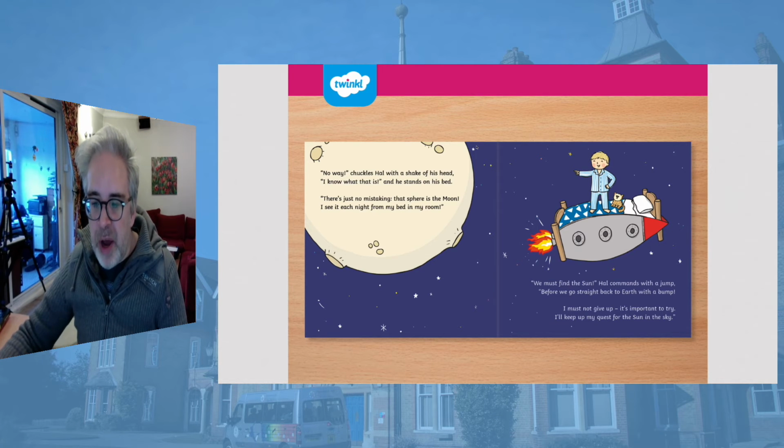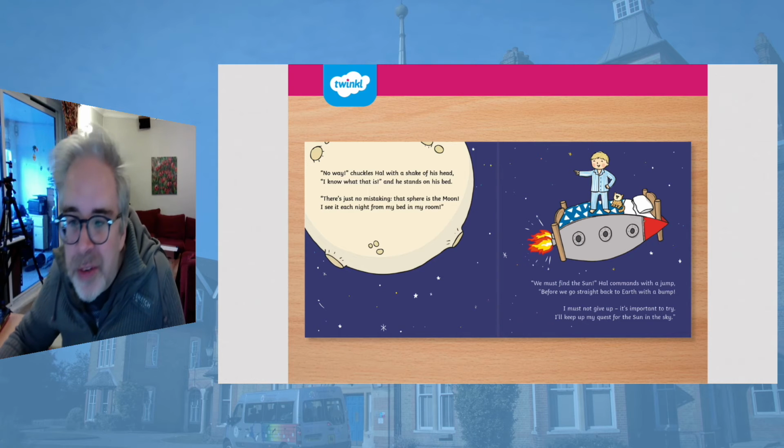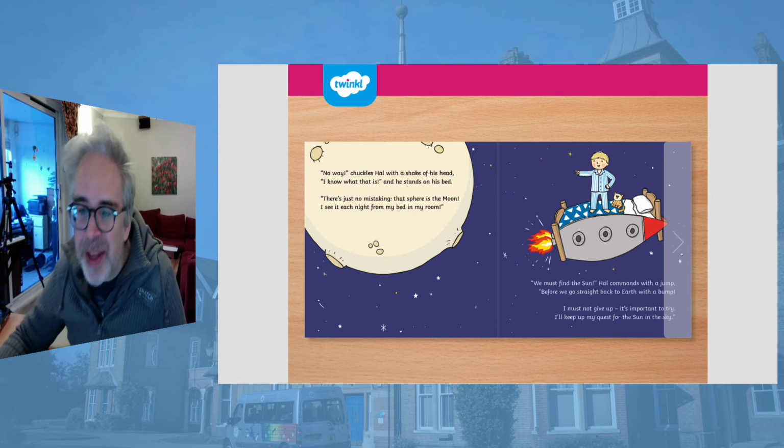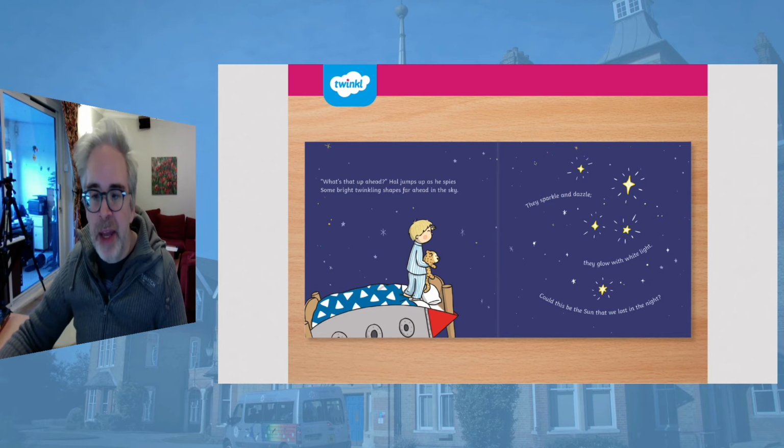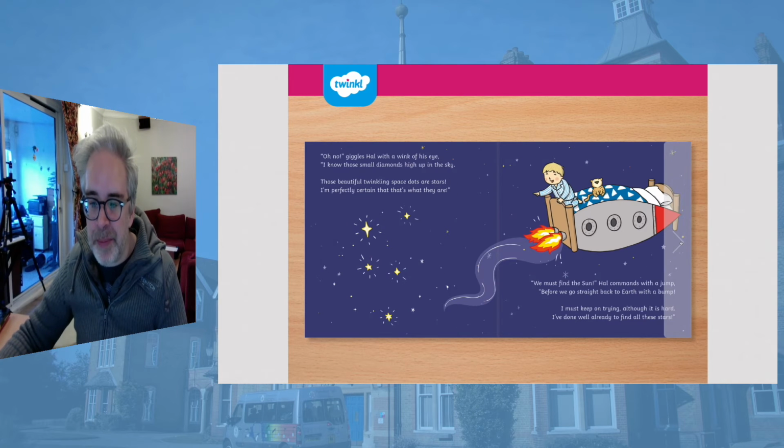I must not give up. It's important to try. I'll keep up my quest for the sun in the sky. I wonder what the cat or the teddy bear there is thinking. What's that up ahead? Hal jumps up as he spies some bright twinkling shapes far ahead in the sky. They sparkle and dazzle, they glow with white light. Could this be the sun that we lost in the night?